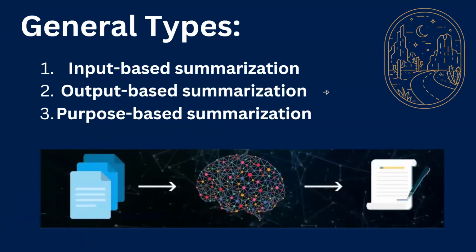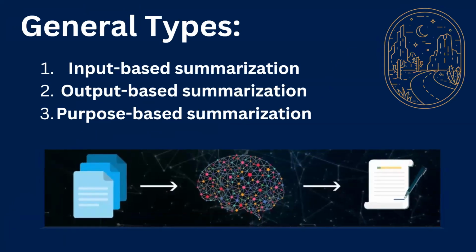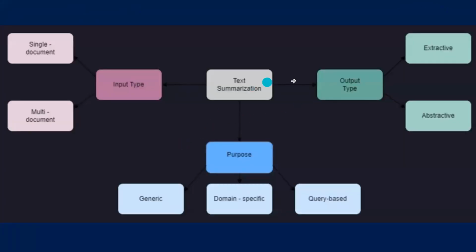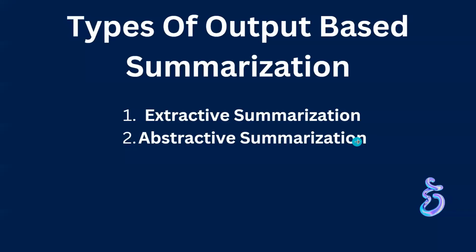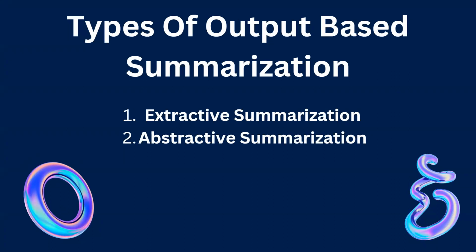Next, coming to the general types of summarizations. There are three types: input-based, output-based, and purpose-based. So this is the chart you can see. In input type, single document, multi-document. For purpose, based on purpose, generic, domain-specific, and query-based. And output-based summarization includes extractive and abstractive methods.